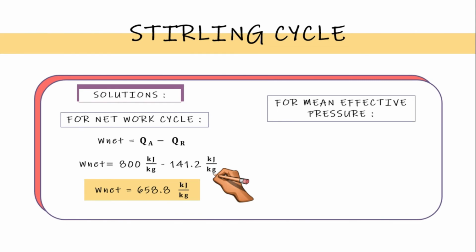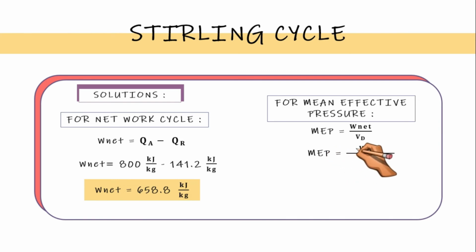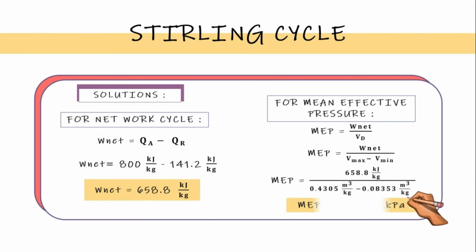Now, for the MEP, or the last one, the mean effective pressure will be MEP is equal to W net over VD. VD, or the volume displacement, is just the maximum volume minus the minimum volume. So, MEP is equal to W net over Vmax minus Vmin. Our Vmax will be 0.4305 and our Vmin will be 0.08353. So, substitute, and our MEP will be 1898.72 kilopascal. Sorry for the shortcut.